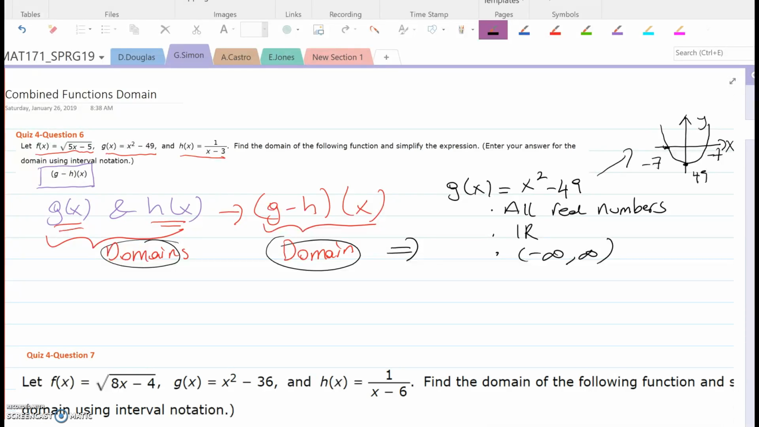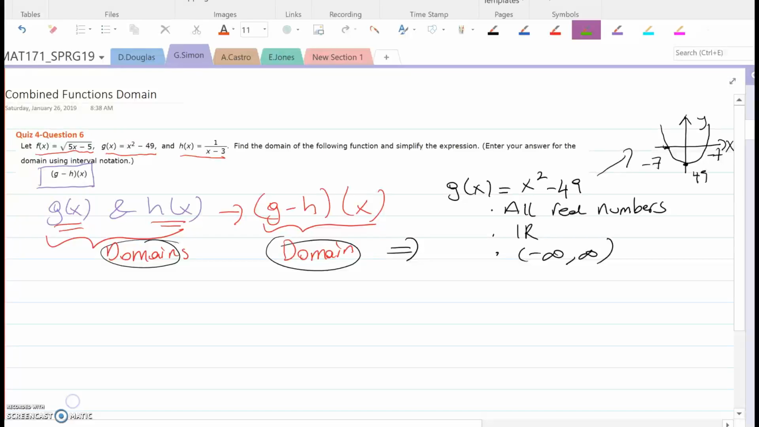There is no even root, so let's remind ourselves the restriction starts if we do have an even root. Restrictions happen if we do have an even root, like square root or fourth root, or if it is a rational function, that does have a fraction like that. Okay. So we don't have any of those in g of x. It's negative infinity to positive infinity.